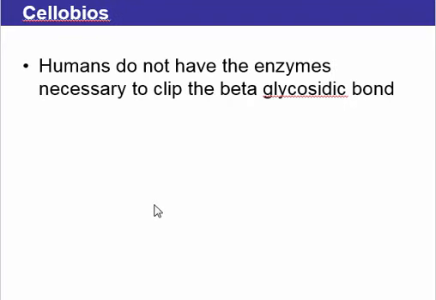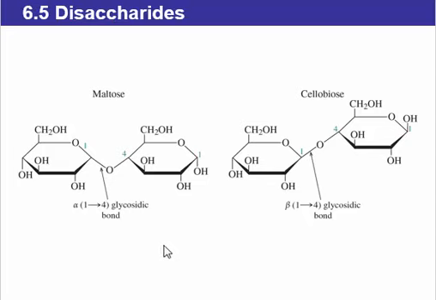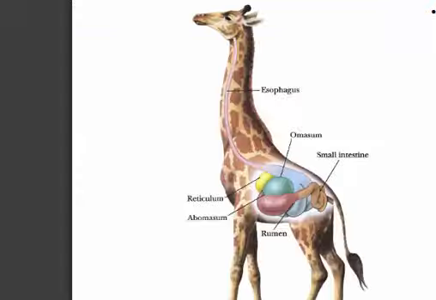So these two may look very similar to us, but actually they are incredibly different to enzymes. Humans do not have the enzymes necessary to clip the beta glycosidic bonds. Whenever we have disaccharides or polysaccharides or oligosaccharides, it is necessary for us to be able to break down that glycosidic bond because it is actually glucose that our cells use for energy. So if we cannot break this beta 1,4 glycosidic bond, we cannot use anything that has cellobiose for energy.